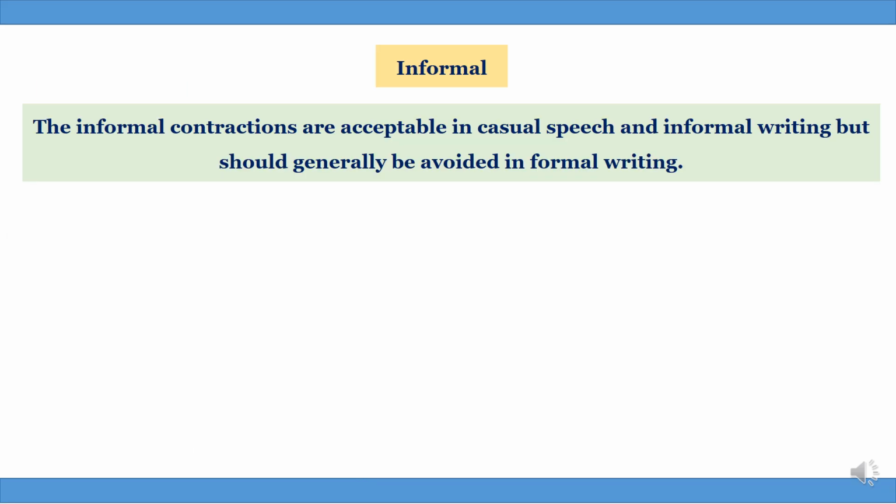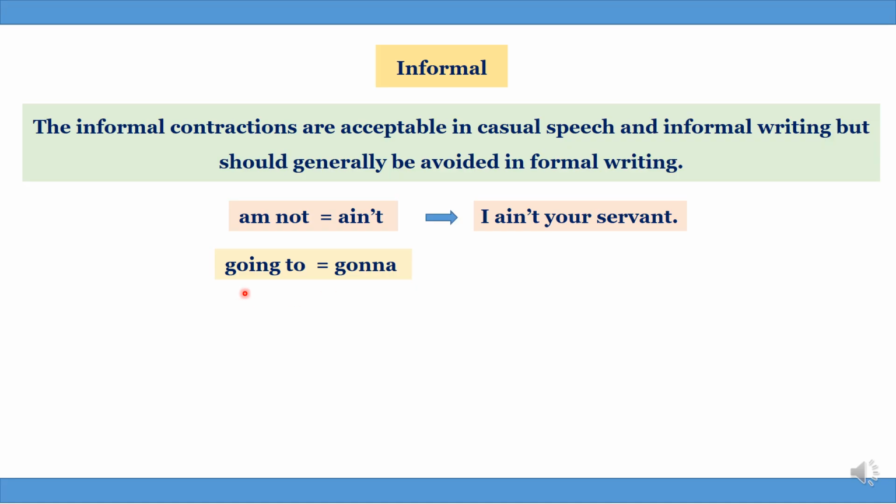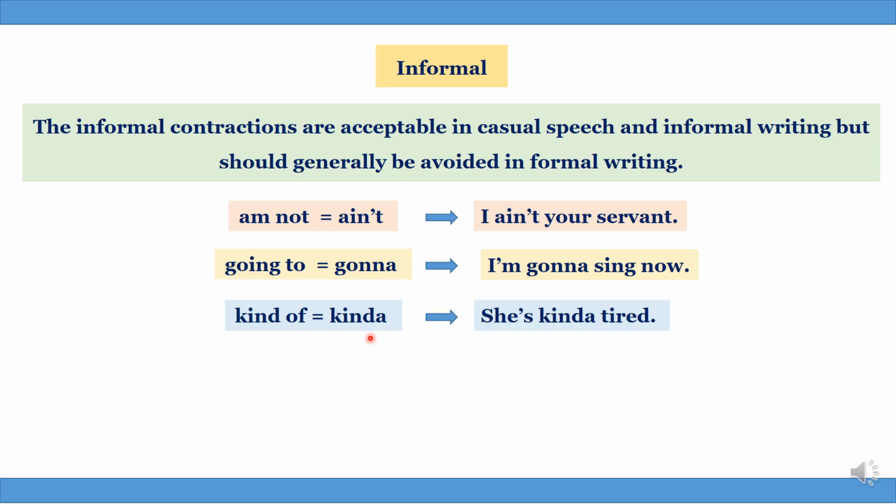Next, informal contractions. The informal contractions are acceptable in casual speech and informal writing, but should generally be avoided in formal writing. Examples: am not, after contraction, becomes ain't. Example, I ain't your servant. Next, going to, after contraction, becomes gonna. Example, I'm gonna sing now. Third example, kind of, after contraction, becomes kinda. Example, she's kinda tired.